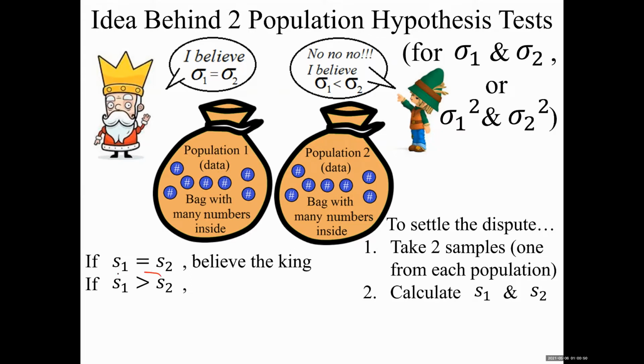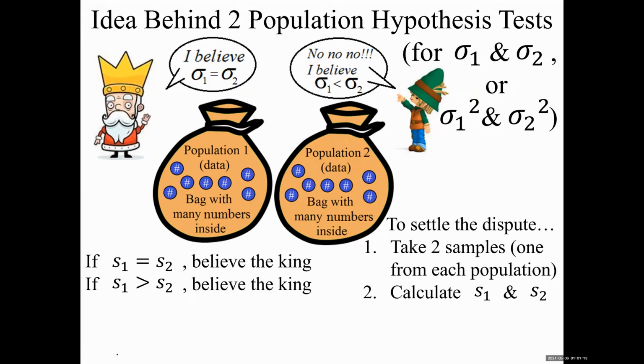Because if you get S1 greater than S2, that's not evidence in favor of the peasant. The peasant is saying less than, and we're getting greater than. So I know they're fighting over different letters, but we only believe the peasant if there's overwhelming evidence in favor of the peasant. But this is not evidence at all in favor of the peasant, so we automatically believe the king, even if they're far apart.